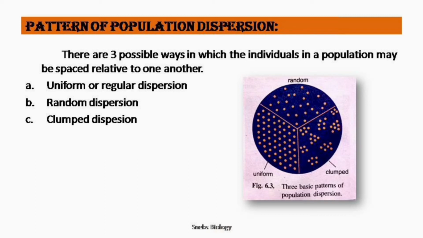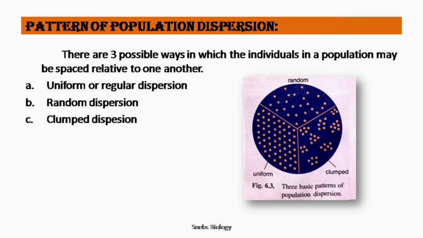Second is random dispersion. Here the position of one individual is unrelated to the position of another individual. This is also relatively rare in nature. Third one is clumped dispersion. So most populations exhibit this type of dispersion. The individuals are aggregated into patches. Such aggregations may result from social aggregation such as family groups, or it may be due to certain patches of environment being more favorable for the population concerned, or even mating pairs and their newborn offsprings may be regarded as clumped.